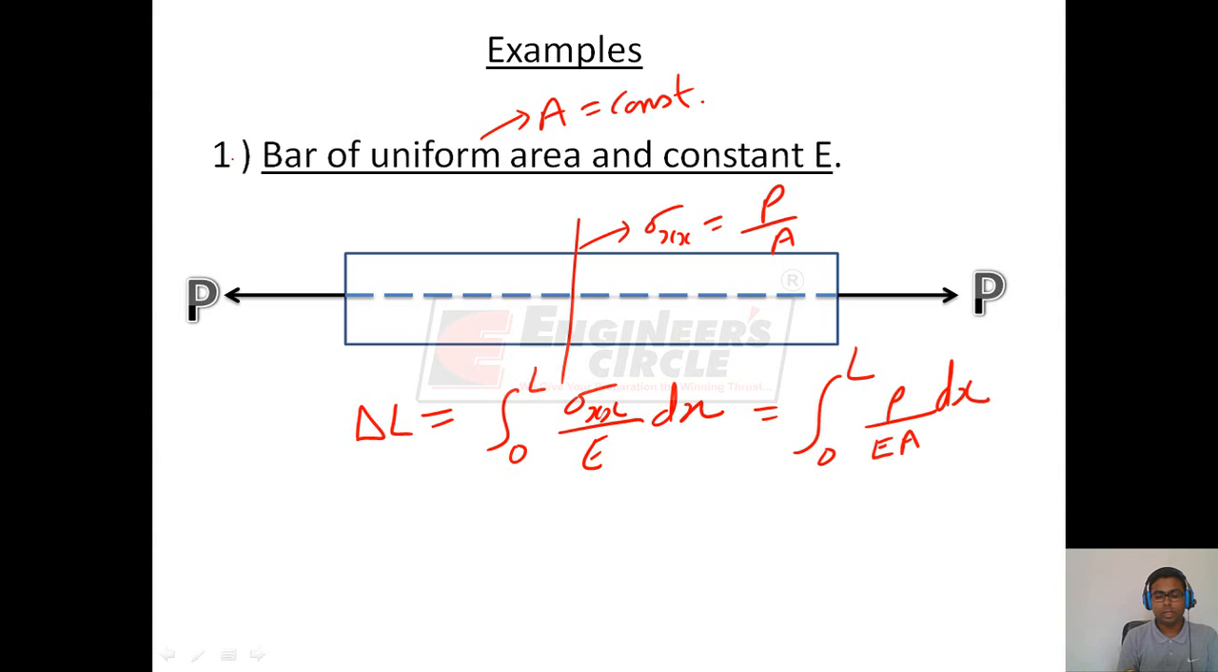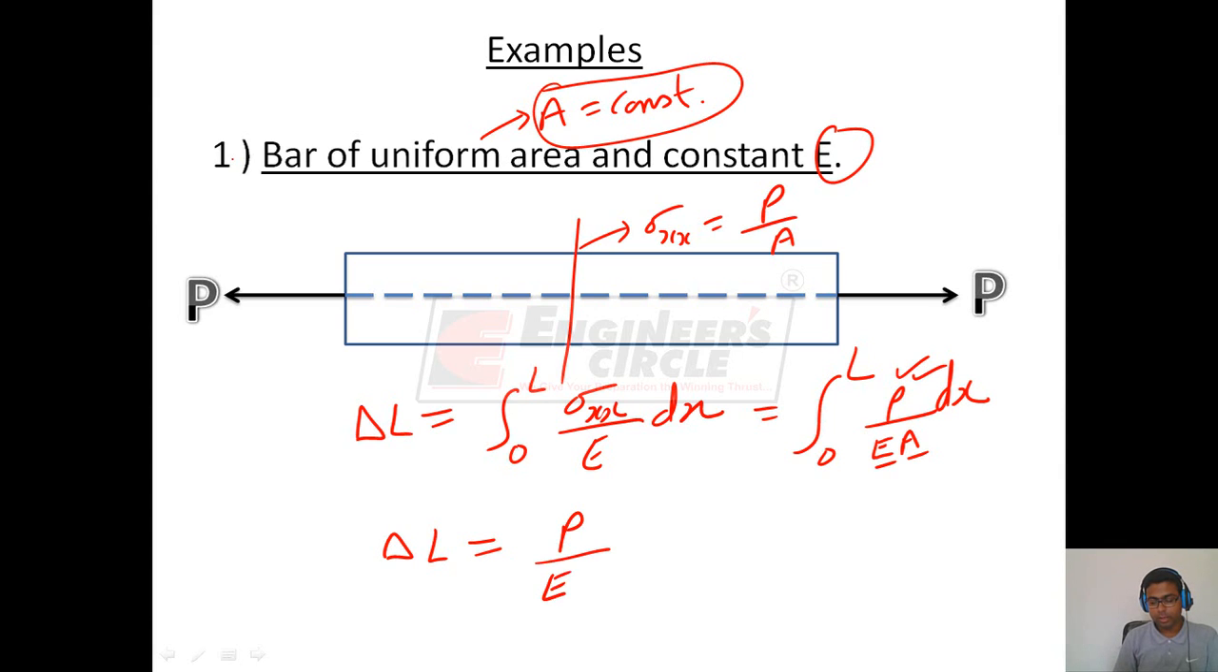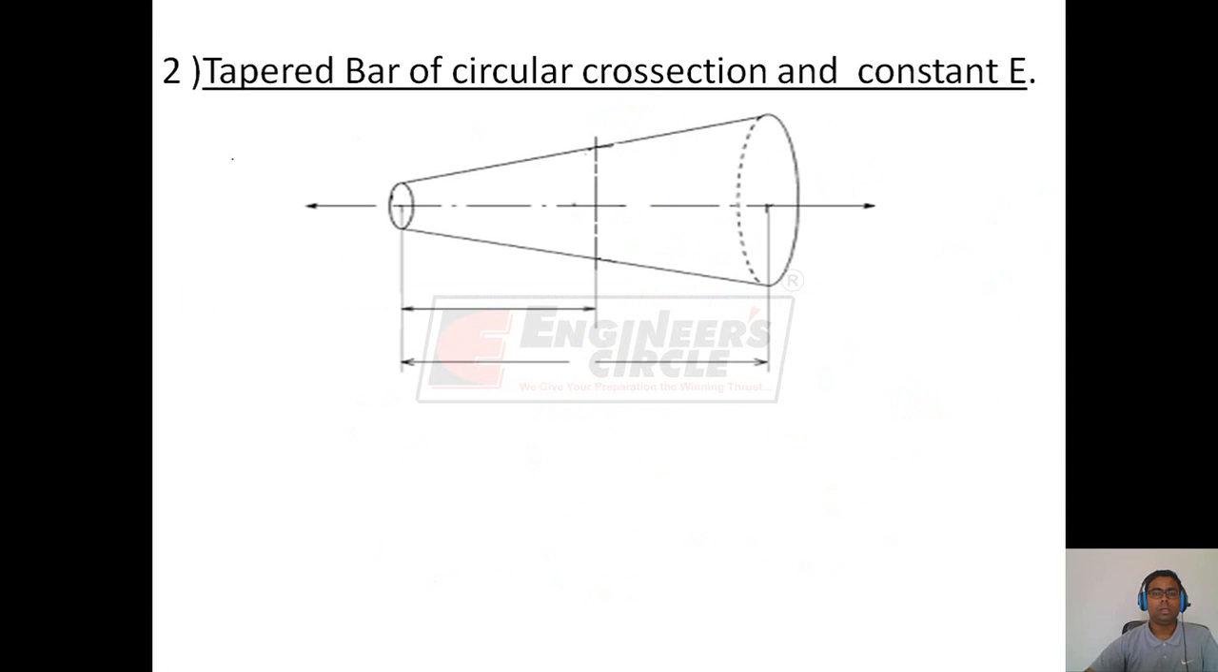Now, for this case, since area A is not varying with x and E is also constant, we can take E and A as constant. Therefore, we get dl is equal to P is already a constant. We get this as equal to P by EA integration dx 0 to L. Therefore, we get P by EA into L. So, elongation of a bar of constant area and constant E due to axial load P is given by PL by EA.